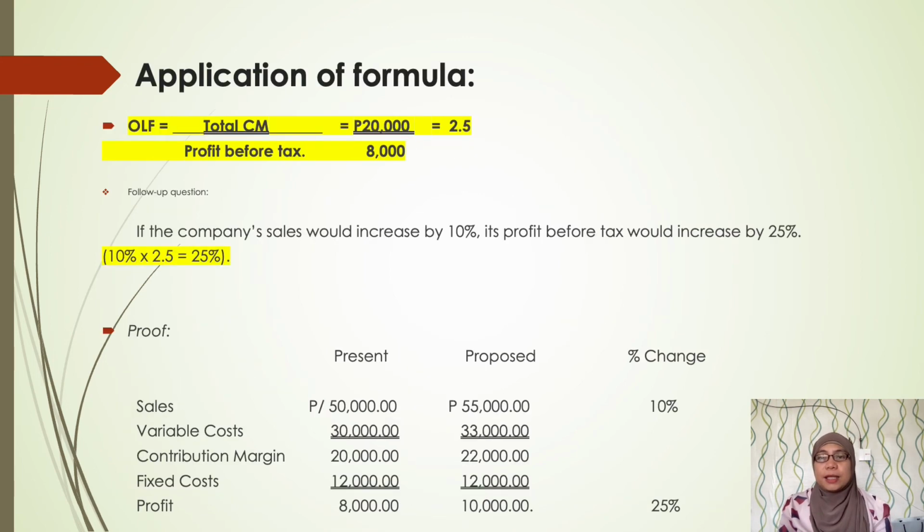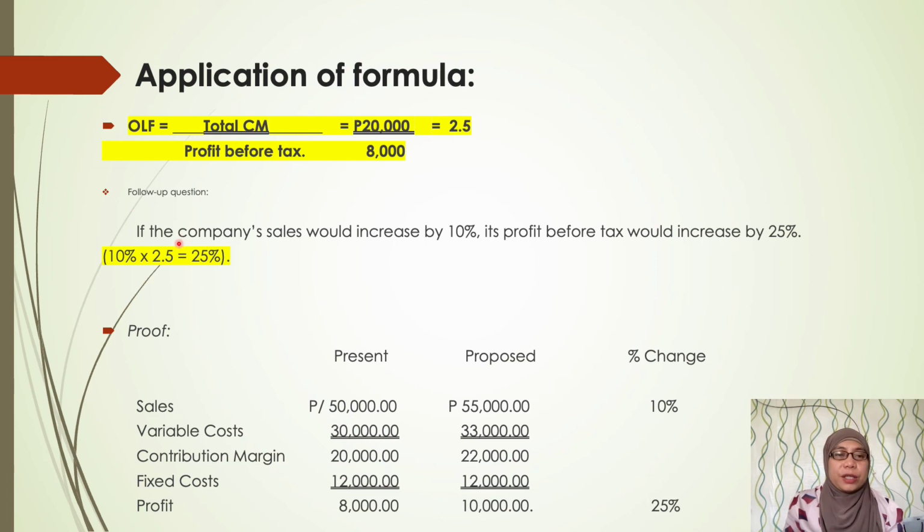So, this is the application. OLF, or operating leverage factor, is total contribution over profit before tax. So, 20,000 total contribution over 8,000 na profit. We will get 2.5 OLF. So, we will use this para makuha natin yung computation na 25%.